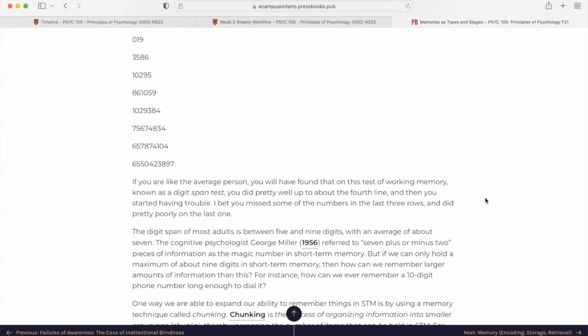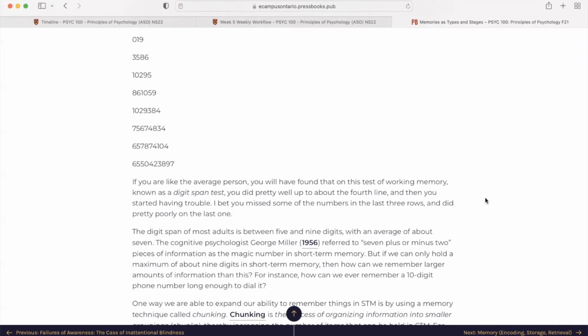Anyways, moving on. If you are like the average person, you will have found that on this test of working memory, known as a digit span test, you did pretty well up to about the 4th line, and then you started having trouble. I bet you missed some of the numbers in the last 3 rows and did pretty poorly on the last one. The digit span of most adults is between 5 and 9 digits, with an average about 7.